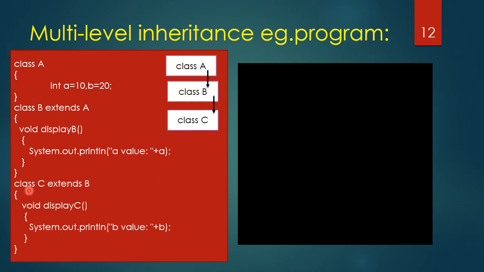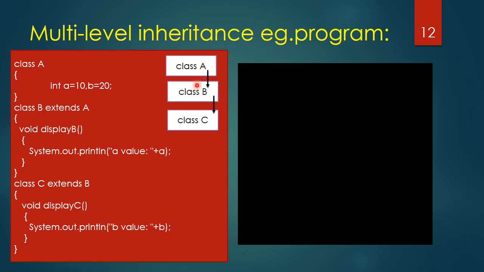In this way we create a subclass of class B. Class C extends B, so C is the subclass and B is the superclass, with a display C method, and here I am printing the b value. Even though it is not declared in class C, we can print the b value because it is taken from the superclass. The a and b values are given to class B, and class B in turn passes those values to class C.